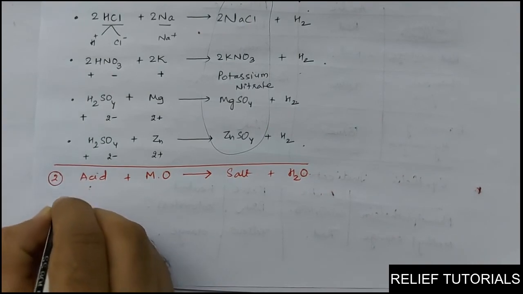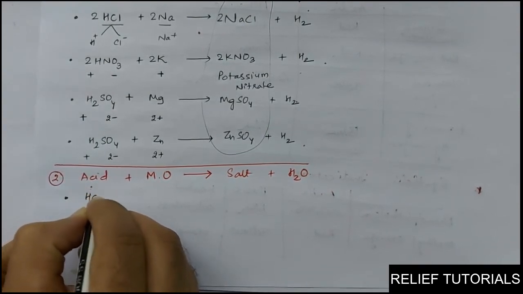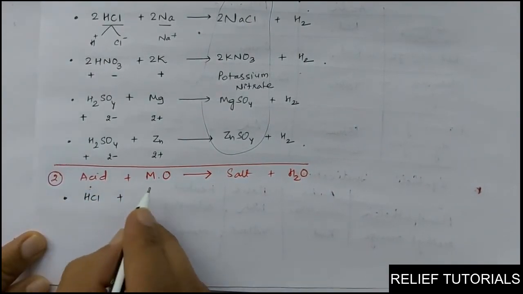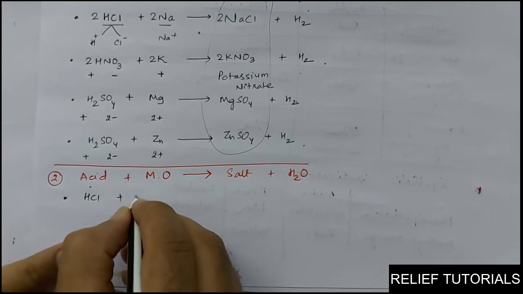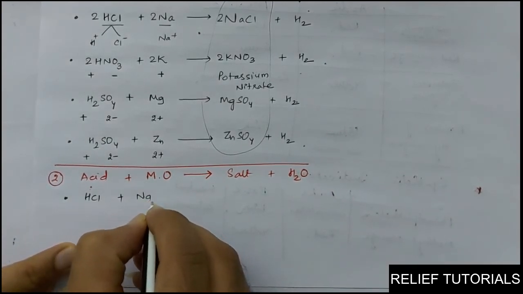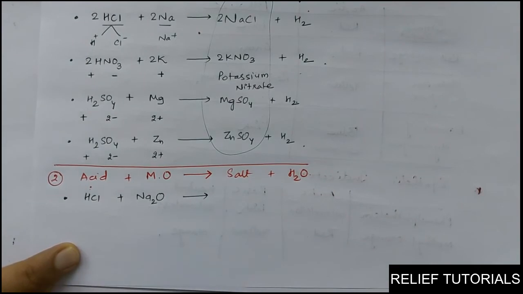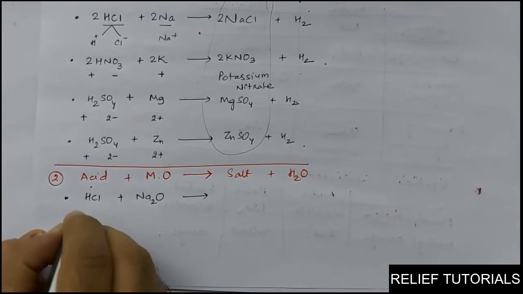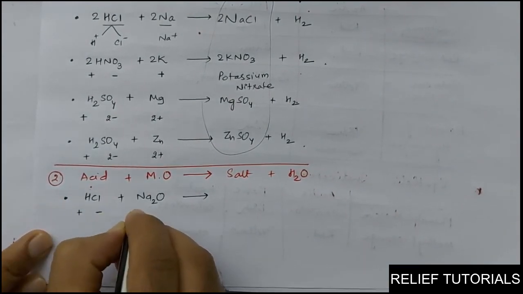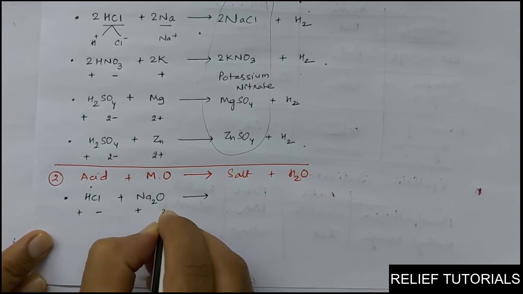Let us say the first one is acid as HCl. HCl reacts with one of the metallic oxides, let us say it is sodium oxide, Na2O. Now what are the ions here? H plus, Cl minus, Na plus and O is 2 minus.